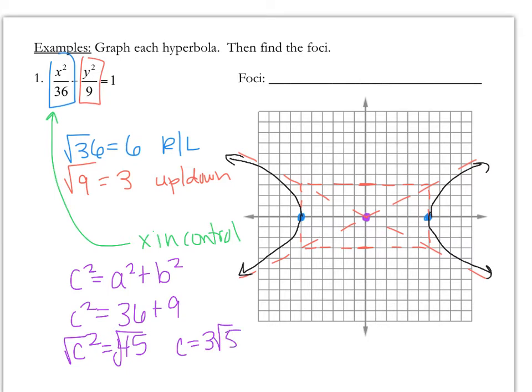And then same rule for how to decide where to put this. We want to make sure that we are paying attention to what's in control. Since x is in control, that 3 radical 5 is going to go in the x position for the coordinate for the foci. So it's going to be positive 3 radical 5 and negative 3 radical 5, comma 0. And then this part we haven't talked about yet, but if you were to get a decimal approximation for that, that is going to be 6.7 and negative 6.7.